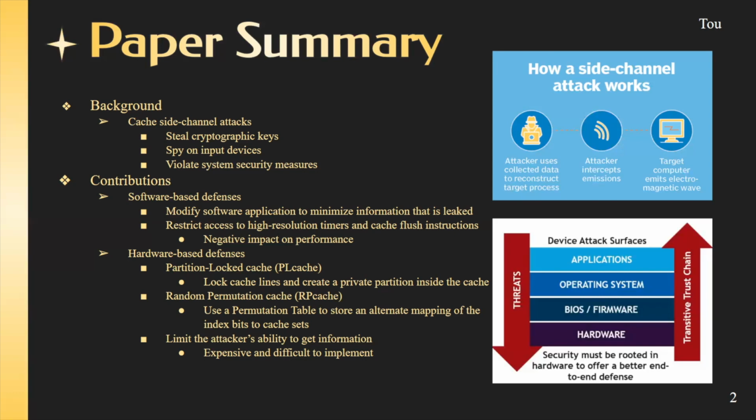The other contribution is hardware-based defenses. The partition-locked cache allows the process to lock cache lines and create a private partition inside the cache. The random permutation cache uses a permutation table to store an alternate mapping of the index bits to cache sets. What these two defenses do is limit the attacker's ability to collect information from the victim. The downfall, however, is that they are expensive and difficult to implement.